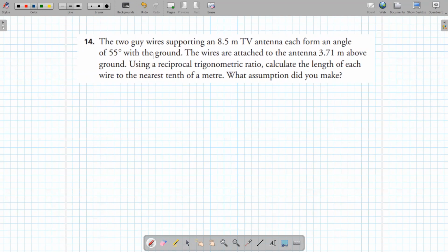The two guy wires. That's just a type of wire, a very strong wire made out of metal. It's supporting an antenna. Okay, so let's say this is the antenna. It is 8.5 meters in height, and it forms an angle of 55 degrees with the ground. So let's say this is the ground.